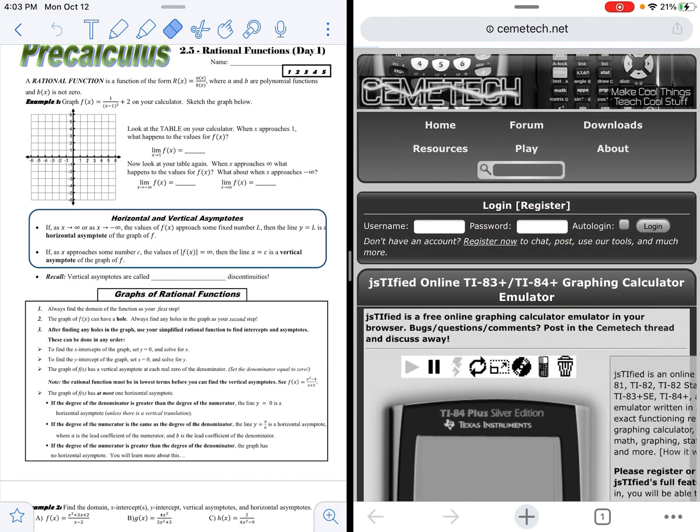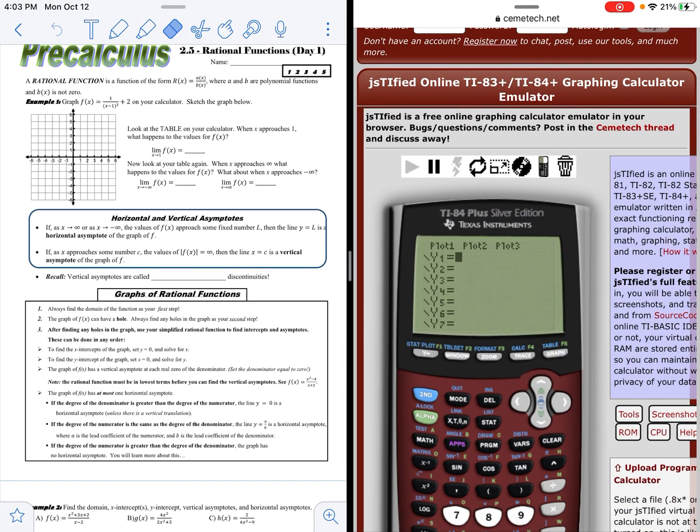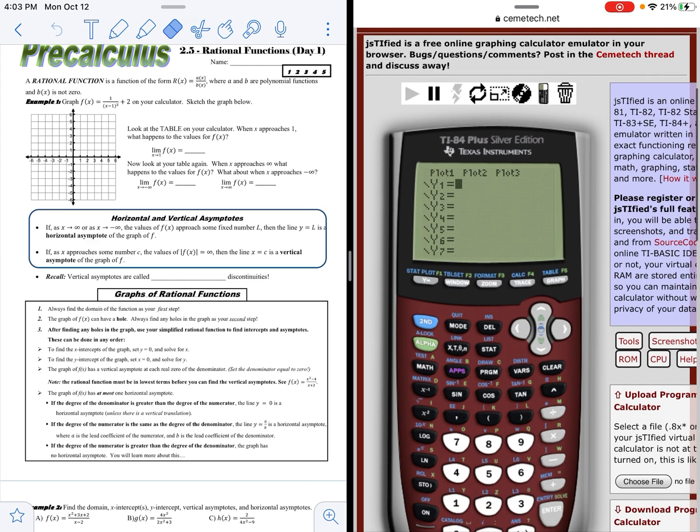I already have it typed in on my calculator, or I did. Hopefully it didn't disappear. Hold on. Y equals, it cleared already, so I'll just retype it. No big deal. Parentheses, 1 divided by another set of parentheses, x minus 1, quantity squared. I'm going to close the parentheses, and then it's plus 2 to that and hit graph.